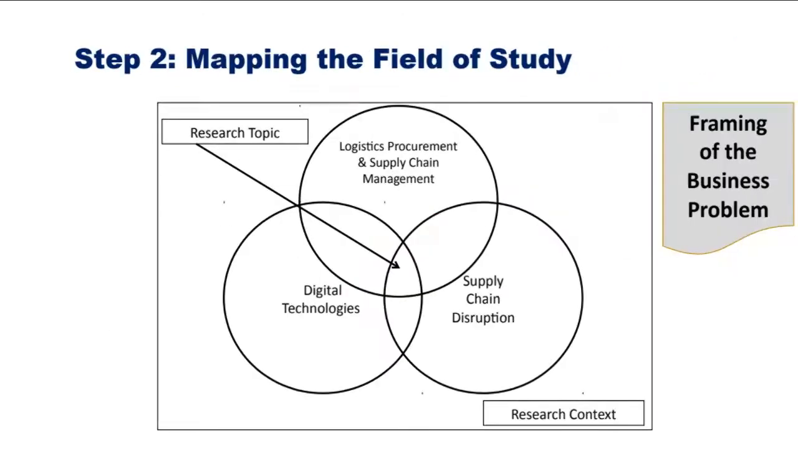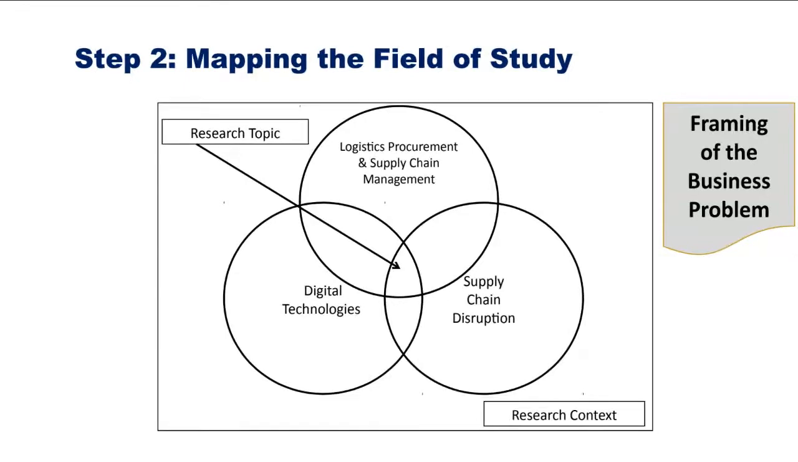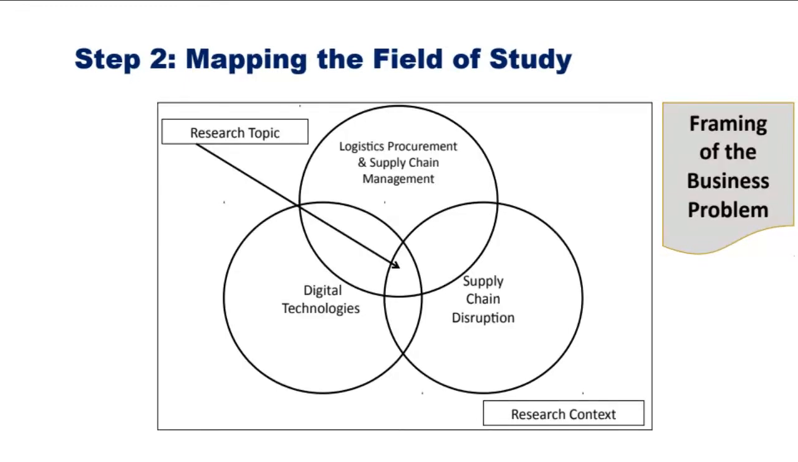So that's step one. Step two basically is mapping the field of study. We also call it framing of the business problem, which you can see on the right hand side. Framing of the business problem basically means that you are putting a picture frame around the picture that you have. It tells the audience that anything inside the frame is what you are going to be looking at in your research, and anything outside this box is not included in your research. This is what we call this outline that you can see.